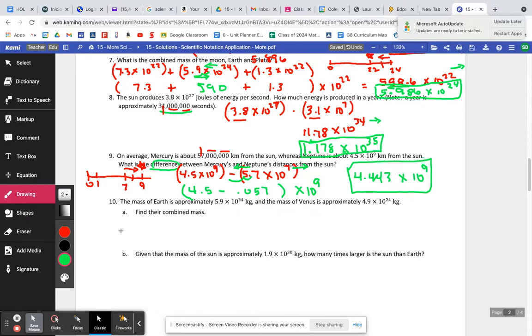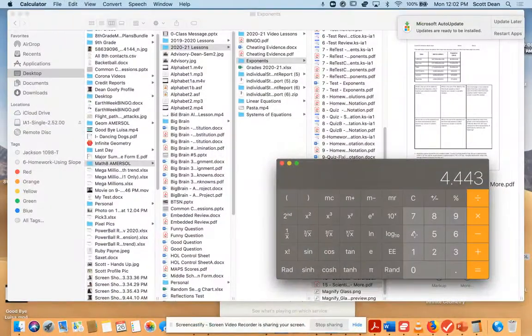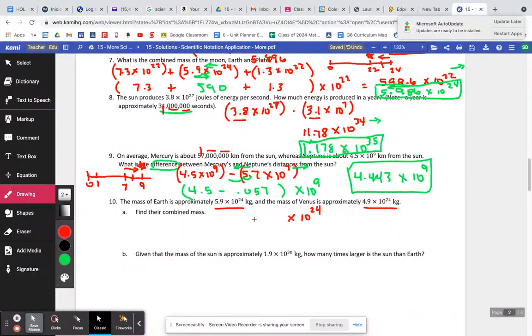Last one, number 10. The mass of the Earth is this big number. The mass of Venus is this big number. Find their combined mass. Okay, that's going to be really easy because they're already times 10 to the 24. So we're not hardly going to have to do anything to this one. Times 10 to the 24. I need 5.9 plus 4.9. 10.8. Only thing we're going to have to do here is fix it up. So let's come this direction once. So 1.08. And this direction once. 10 to the 25.